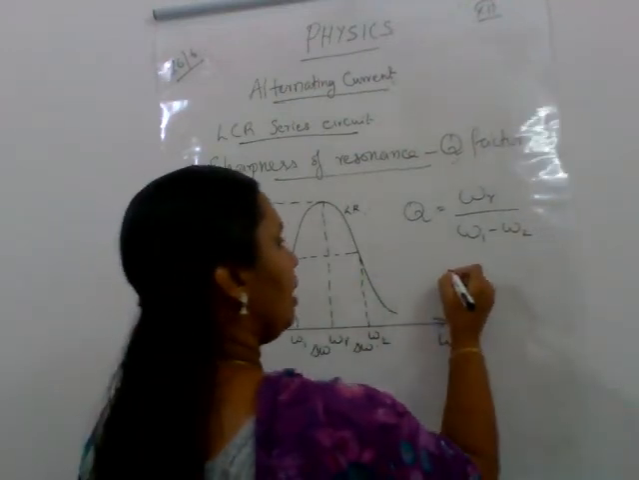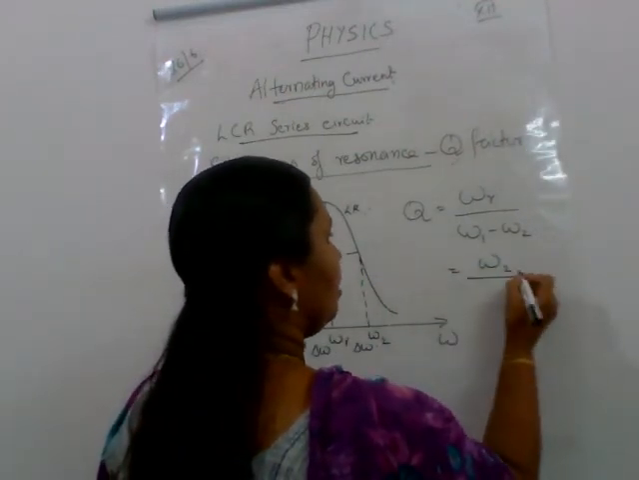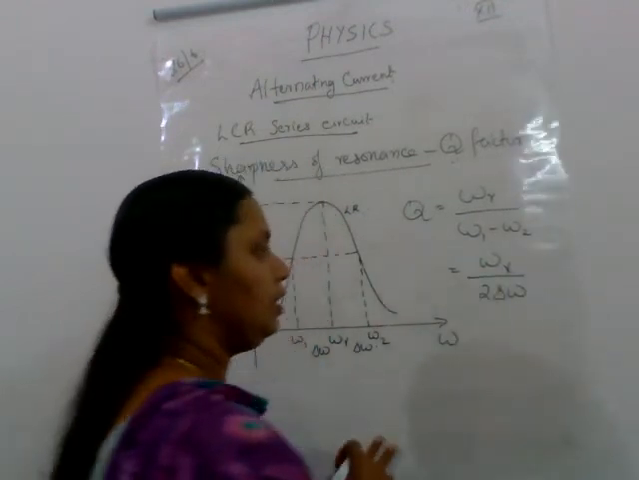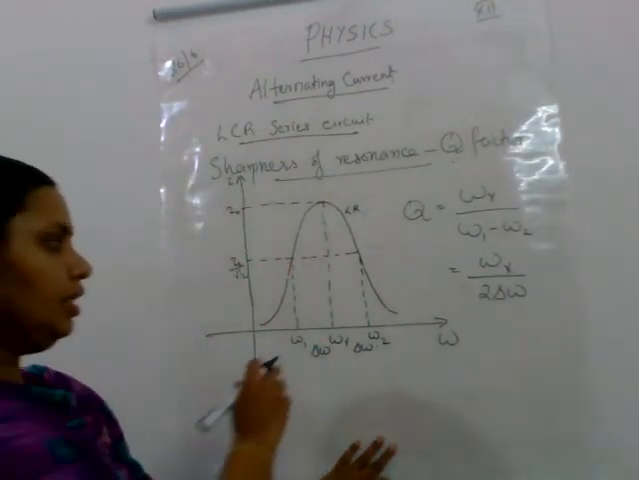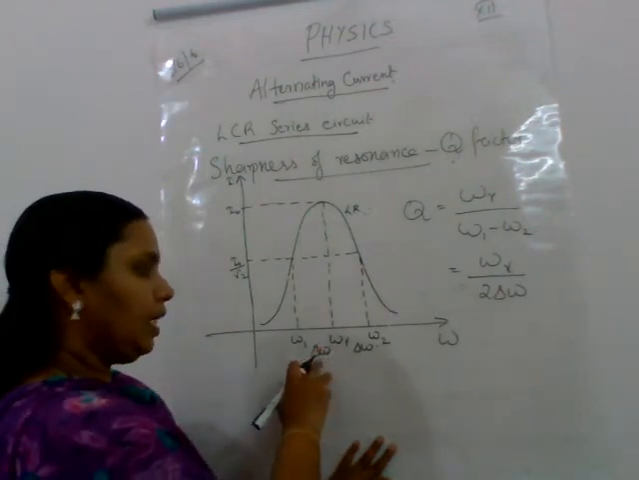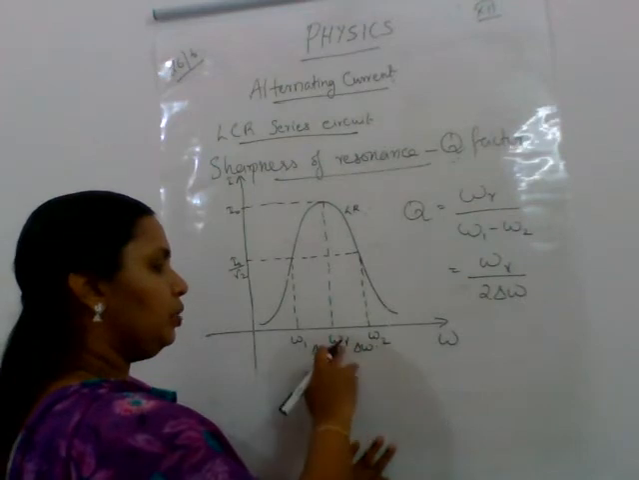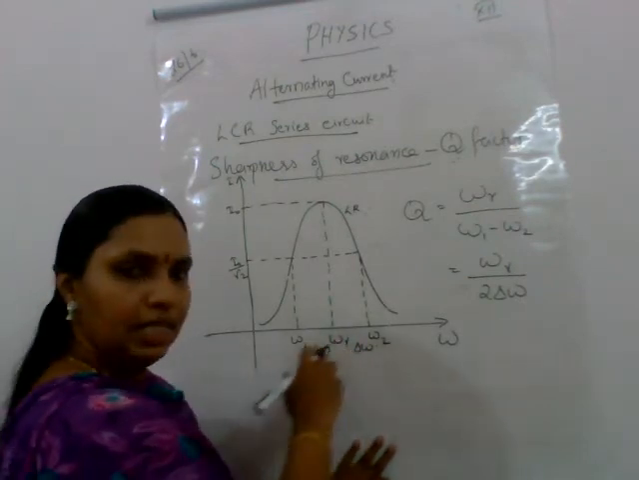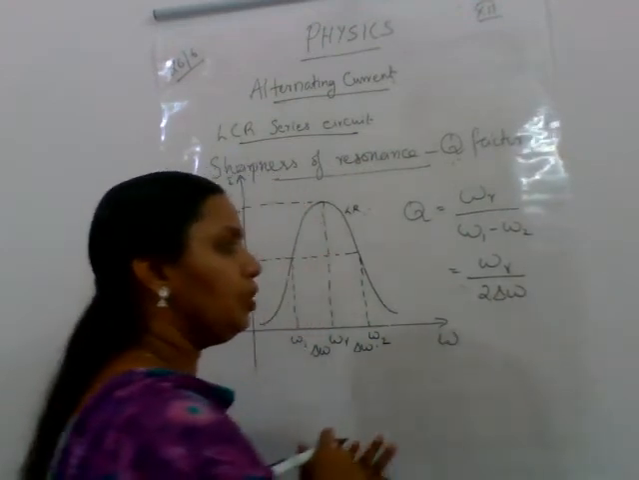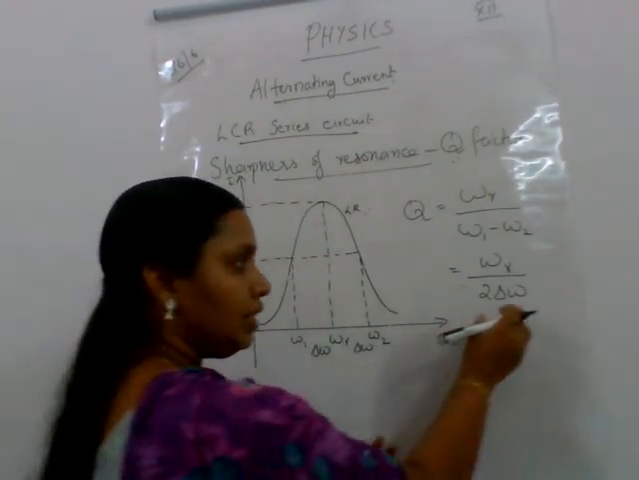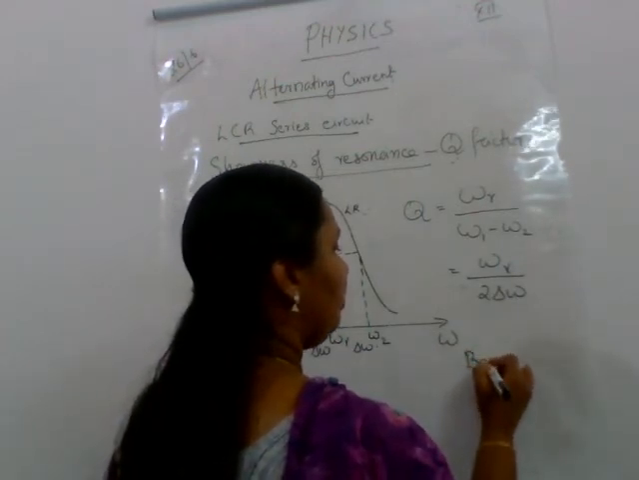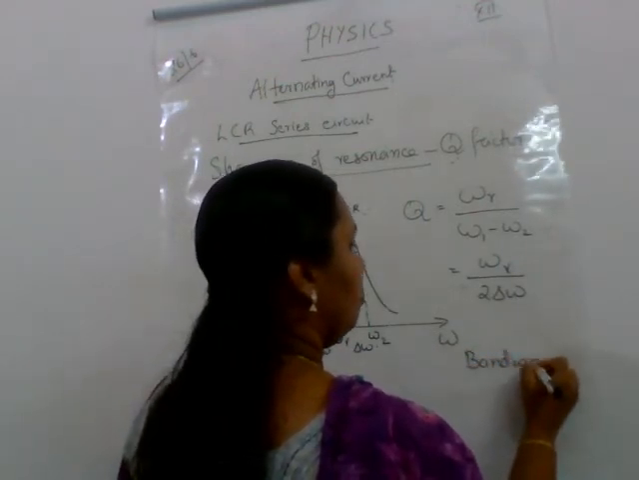So from this we can write omega R divided by 2 delta omega. Here omega 1 is equal to omega R minus delta omega, and omega 2 is equal to omega R plus delta omega. So substituting and simplifying, you will get 2 delta omega. And this 2 delta omega is known as the bandwidth.